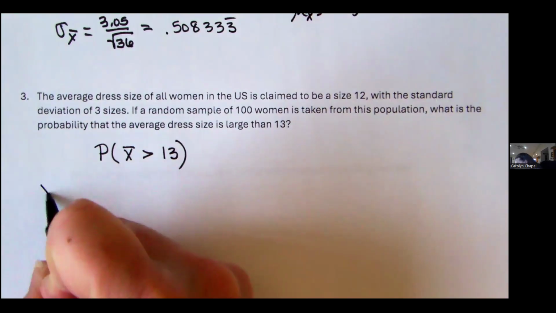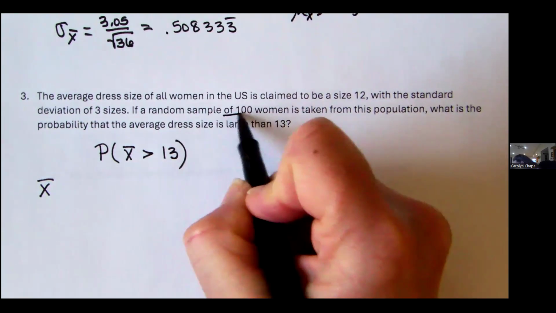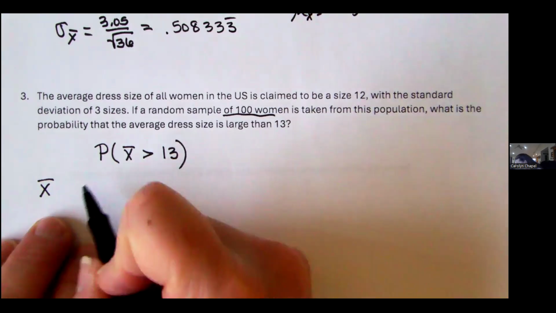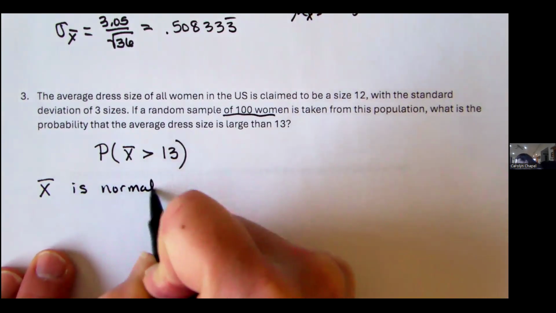So I need to talk about what X bar looks like. Since we took a sample of 100 women, I don't care what the original data looks like. I mean, I do, but I don't need it because I know X bar is going to be normal or approximately normal.